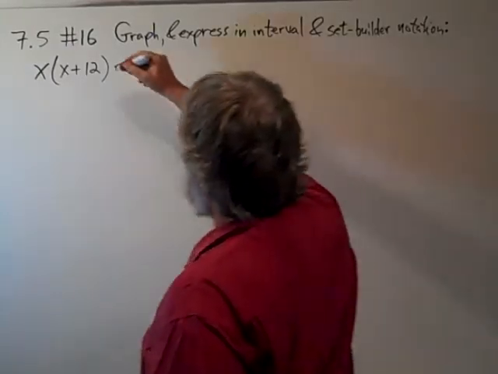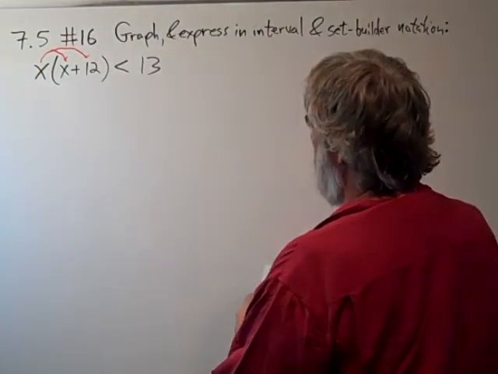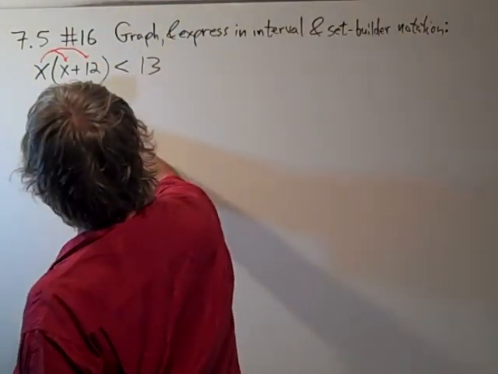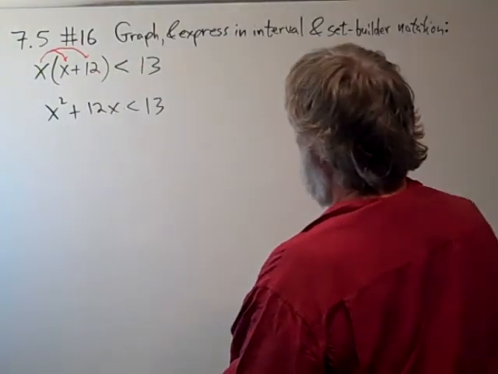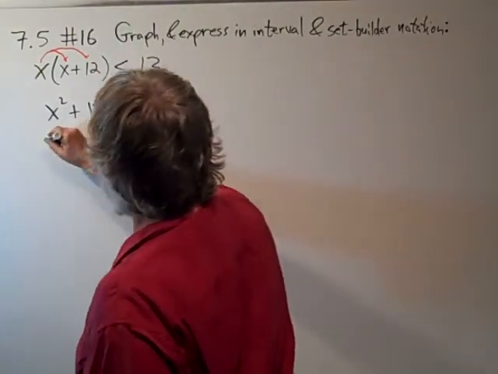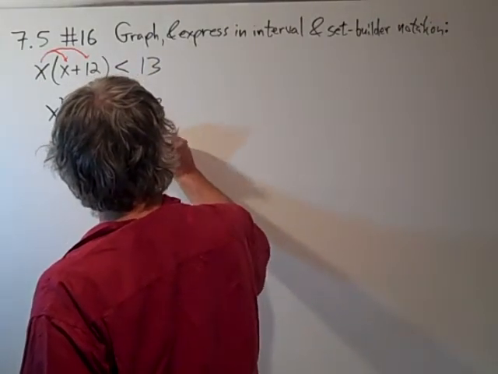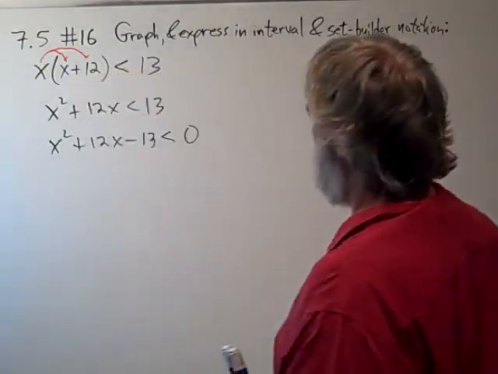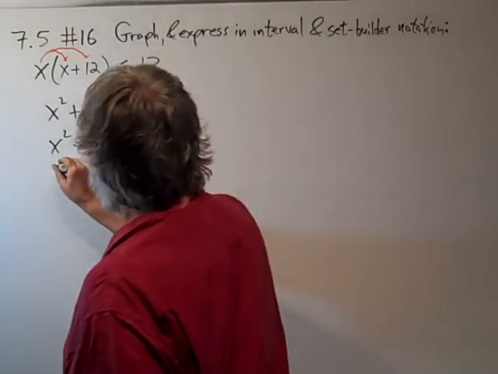Okay, first let's distribute the x through the parentheses here. So we get x squared plus 12x is less than 13. Then subtract 13 from both sides to get x squared plus 12x minus 13 is less than 0. Now we'll try to factor this.